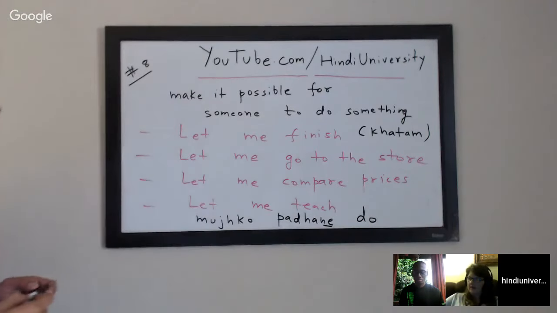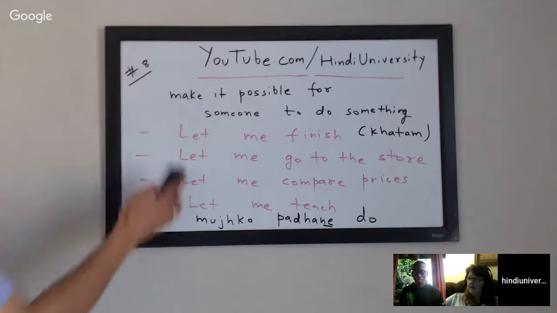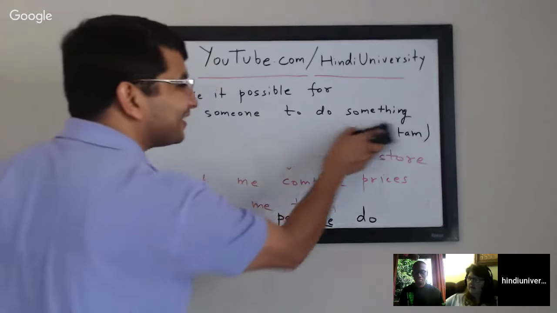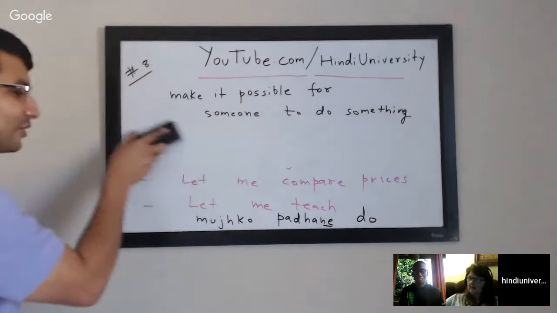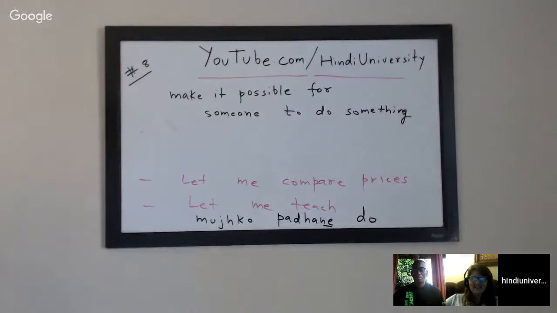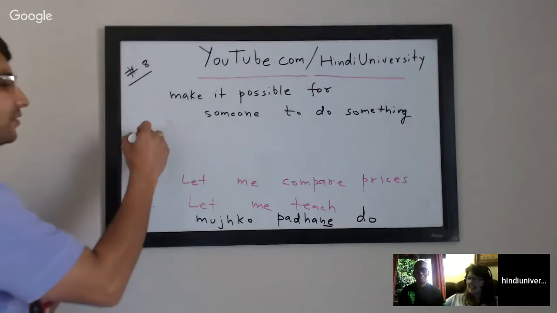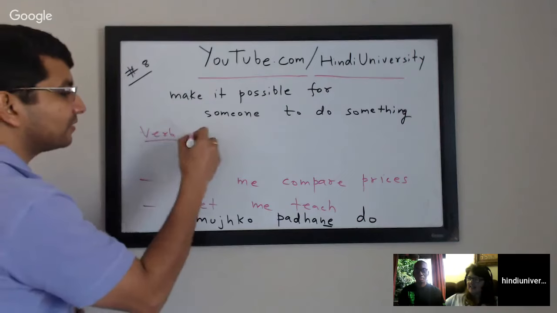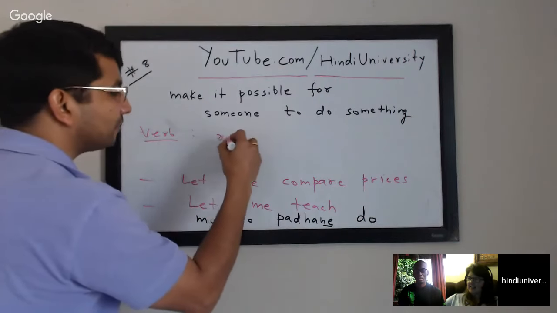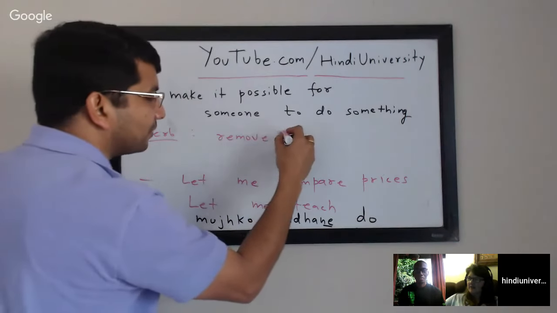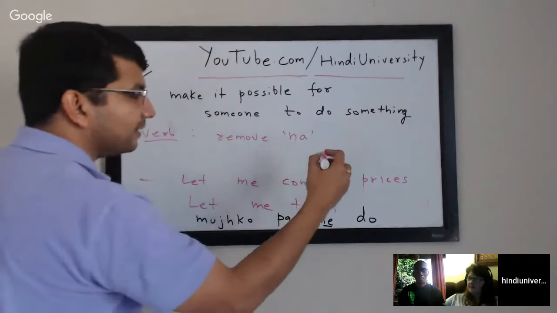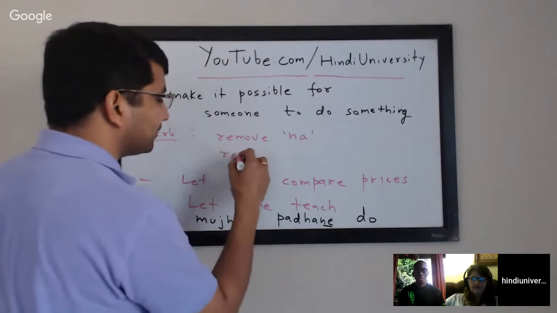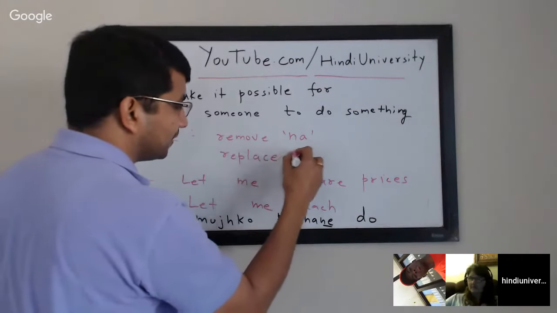So the simple rule. Let me write it somewhere. See, let me write. मुझको लिखने दो. So the rule is simple. When it comes to the verb, you remove the na at the end and replace it with ne.